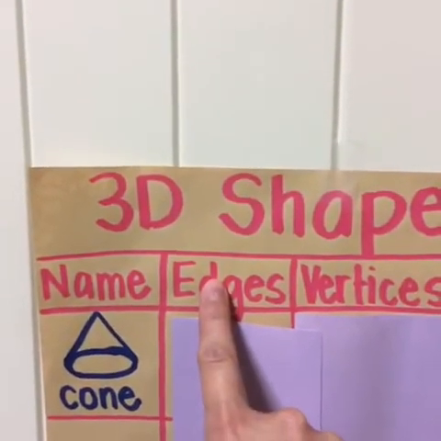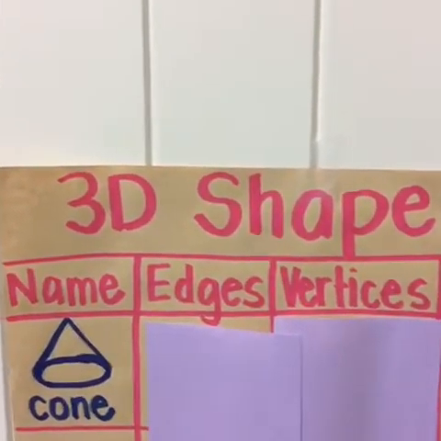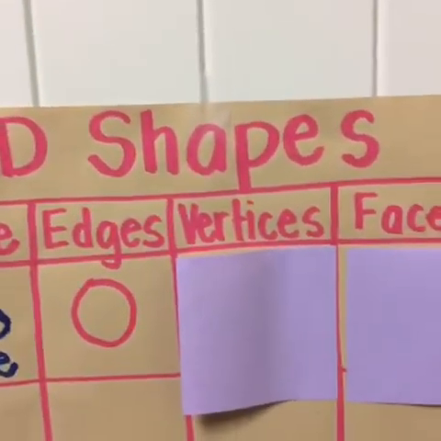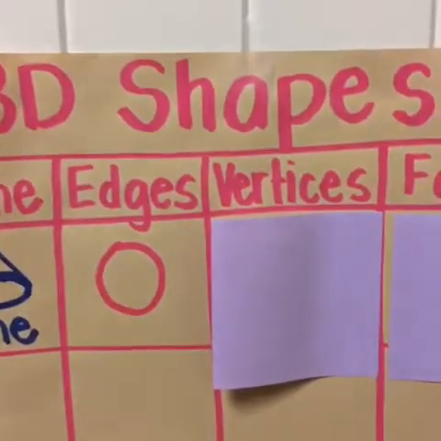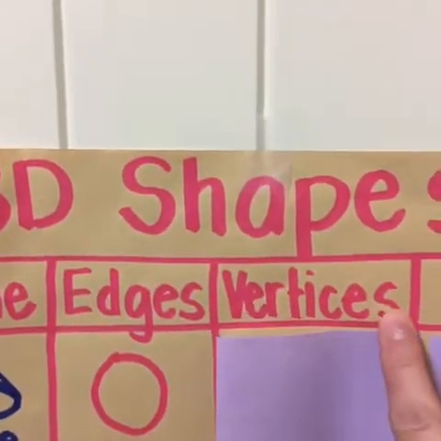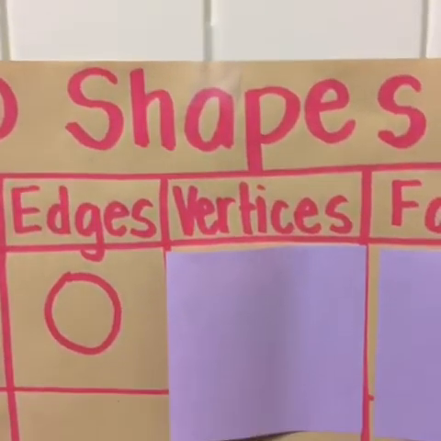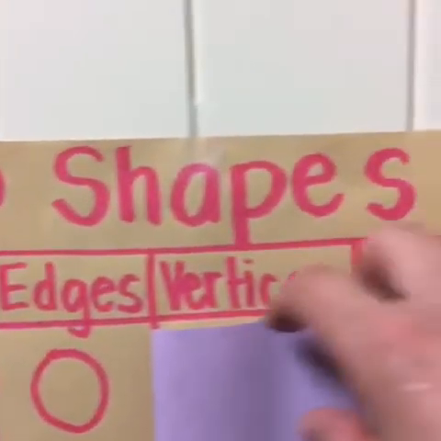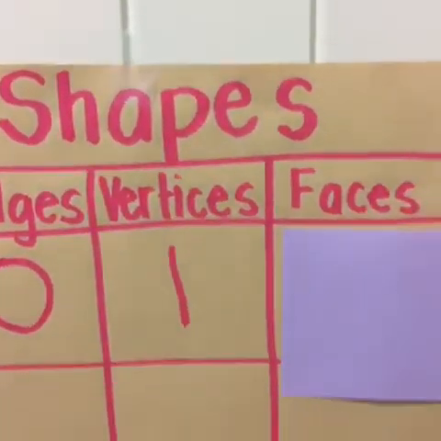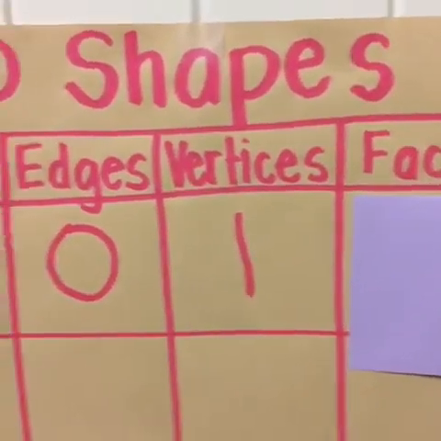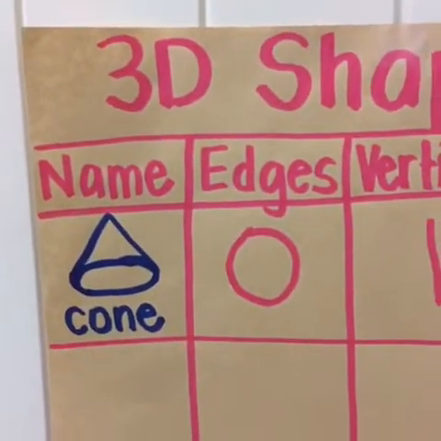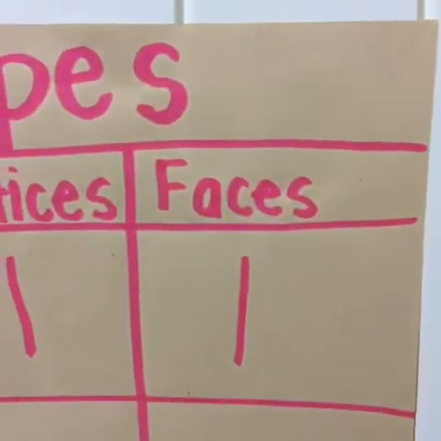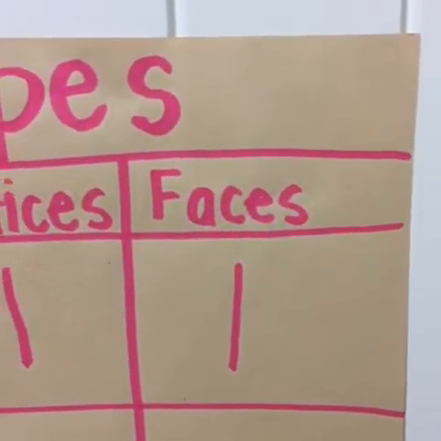And does anybody remember how many edges we said it had? That's right, it has 0 edges, okay? Now let's come over here to vertices. Does anybody remember how many vertices the cone had? That's right, it has 1 vertex. Okay, so now let's look back over. How many faces does it have? That's right, it just has 1 face.